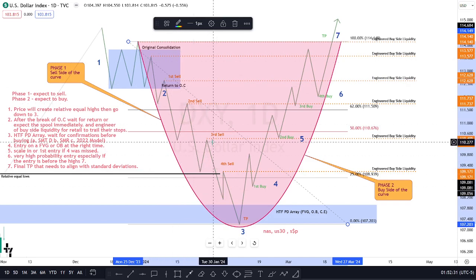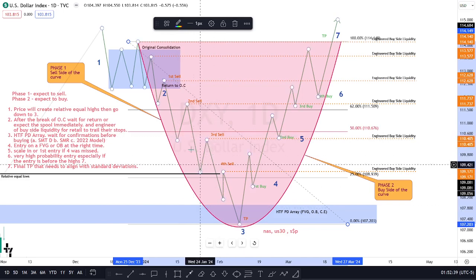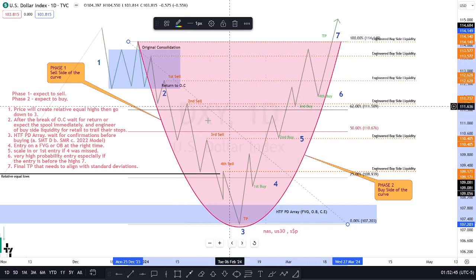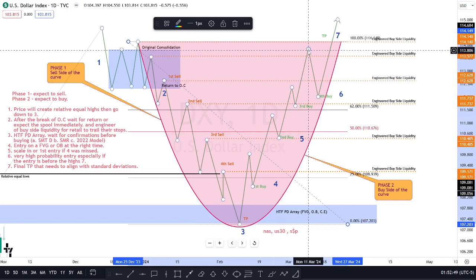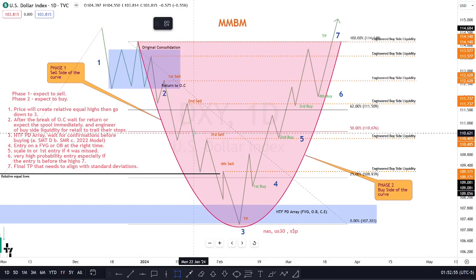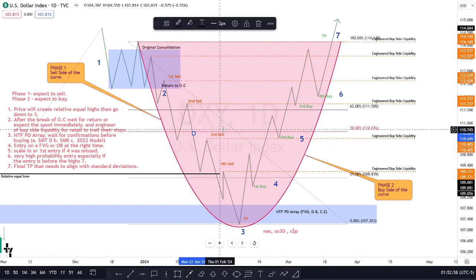This is where your inversion order blocks or inversion fair value gaps come in. Propulsion order blocks come in. If there was an order block here that let the market go down, you utilize that order block after it is broken, in reverse form, to go up. Or if an inversion fair value gap was left, you utilize that inversion fair value gap for the market to go up, because if it's an inversion fair value gap, it means it was a fair value gap.